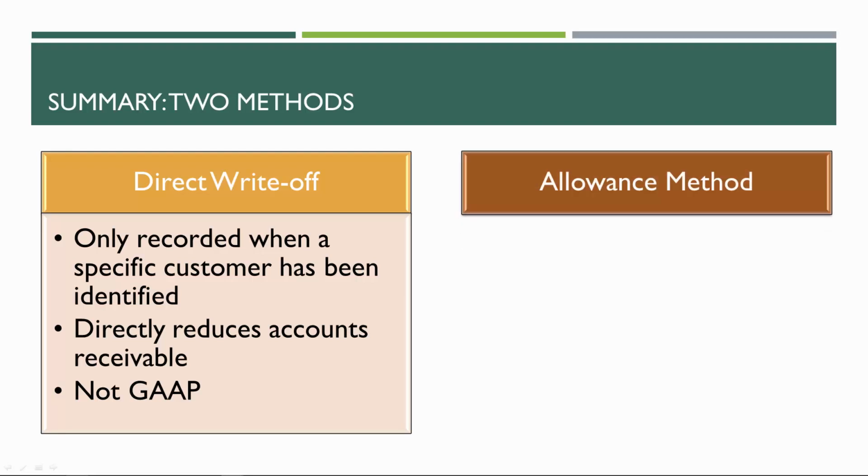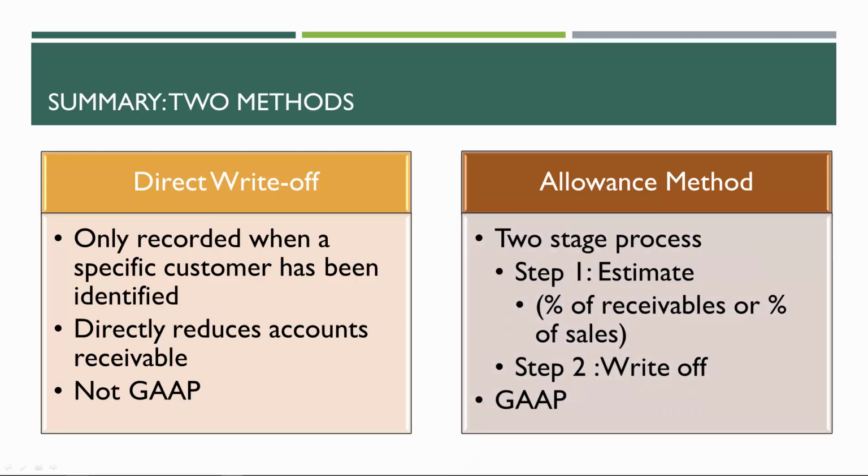And then the second method is the allowance method, which has the two-step process. Step 1, you do an estimate of the amount that is going to go in the allowance. And then in step 2, you reduce that allowance for any specific accounts that you identify that need to be written off. And because of this two-step method, we are achieving our matching goal of recording bad debt expense in the same period as the related sales. So that method is GAAP, and it is the method that companies should be using. And so that is everything on the valuing and the recognizing of the accounts receivable.